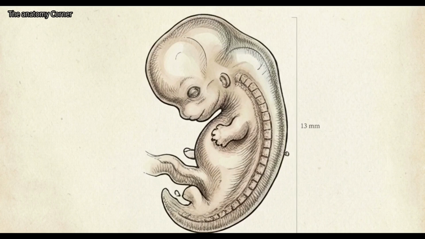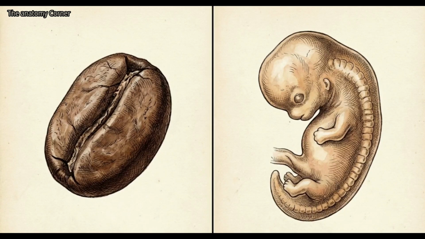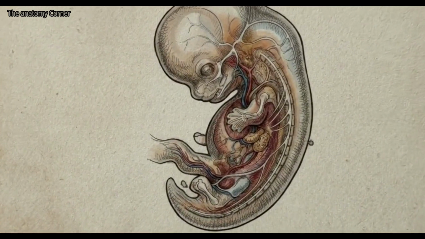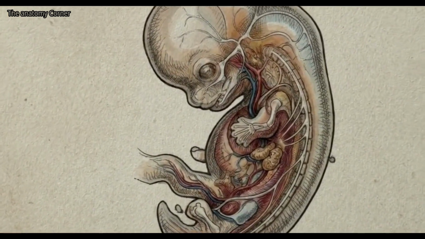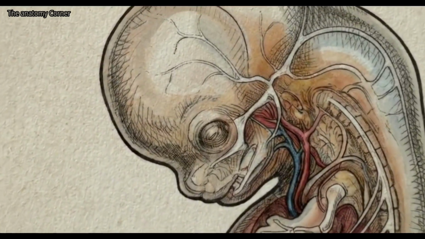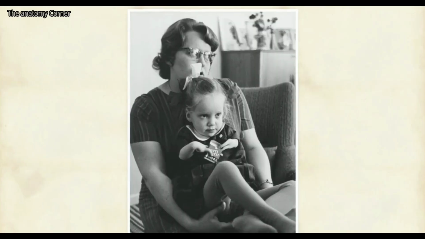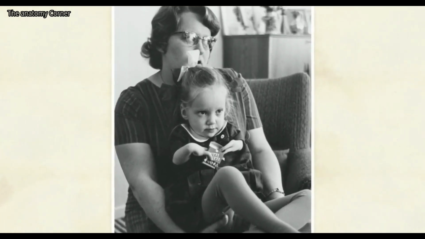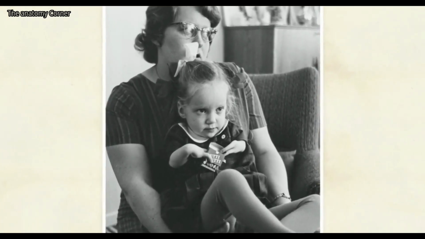At 6 weeks old, a human embryo is barely 13 millimeters long. It is roughly the size of a coffee bean, and right now it looks entirely alien. But inside this tiny, translucent frame, a high-stakes structural event is already underway. The embryo is attempting to build the foundation of the human skeleton. When external forces interfere with this specific stage of development, the consequences are immediate and severe.